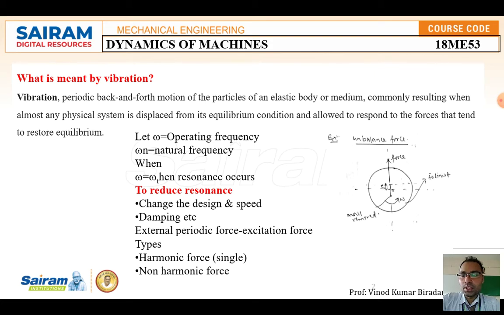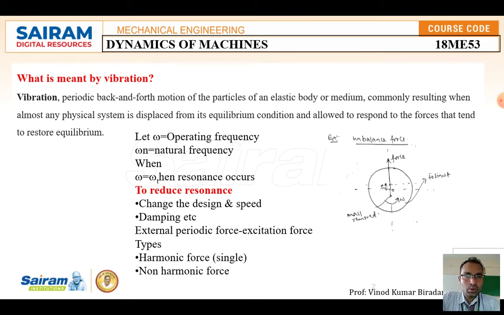Before starting forced vibration and free vibration, let me explain what we mean by vibration. Vibration is a periodic back and forth motion of a particle or an elastic body. Any component that is displaced from one position to another, that to and fro motion, is called vibration. Another definition: a component moving from its mean equilibrium position and undergoing some changes is called vibration.